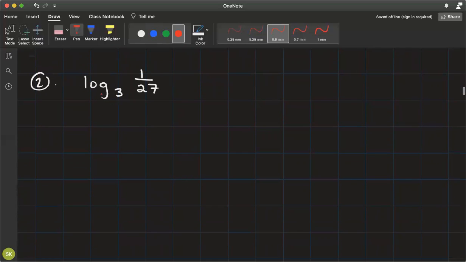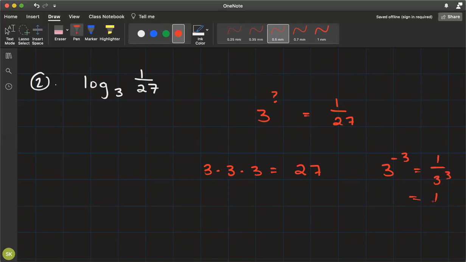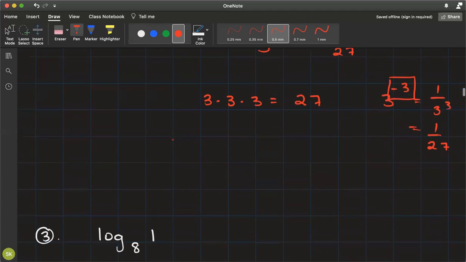How about this one? Log base 3 of 1 over 27. So again, 3 to what power is equal to 1 over 27? I know that 3 times 3 times 3 is 27. But how do I get 1 over 27? Well, I've got to put a negative with that 3, because then that is 1 over 3 cubed, which is 1 over 27. So this exponent is negative 3. So that's what this logarithm is equal to.